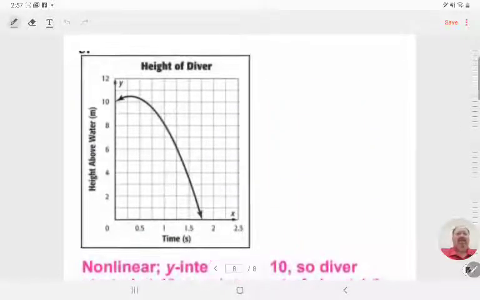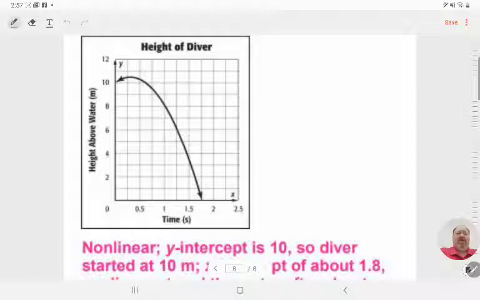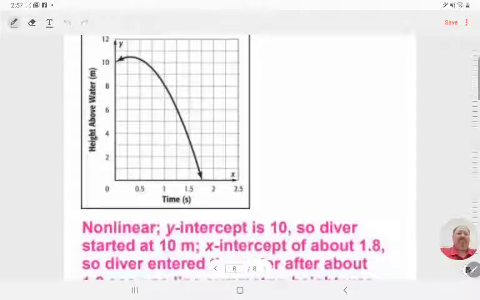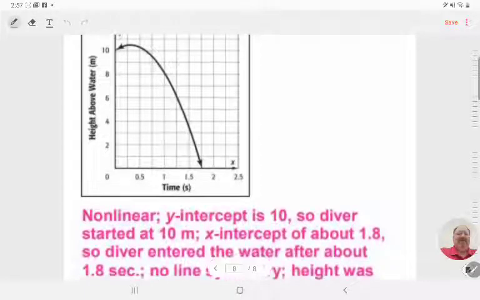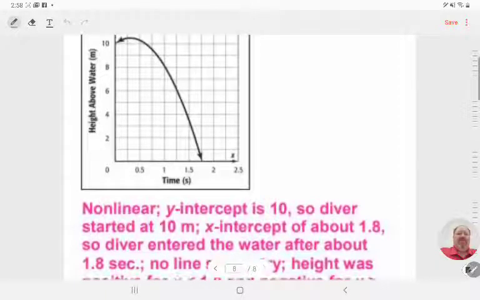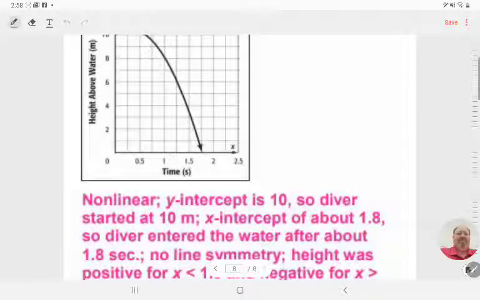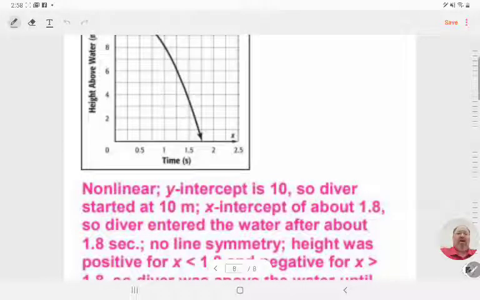And then the last one, it is height above water and time. It's a diver. So a diver standing there, he jumps, lands in the water. Okay? That's what the graph represents. It's nonlinear. It's not a straight line. The y-intercept is at 10. What does that mean? That means the diver started at 10 meters. The x-intercept is about 1.8. What does that mean? That means the diver entered the water after about 1.8 seconds.